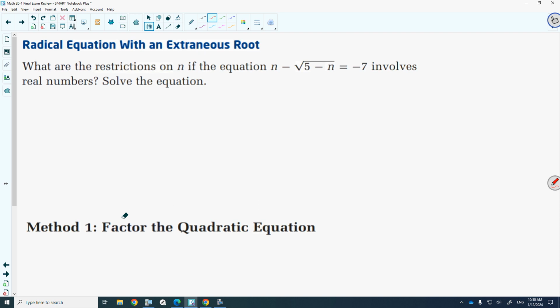What are the restrictions on n in this equation? Again, very basic one for this. I always like, with inequalities, keeping my variable on the left-hand side. So negative n is greater than or equal to negative 5. Divide both sides by negative 1 and flip your inequality. So the restriction is you could choose any number less than or equal to 5.